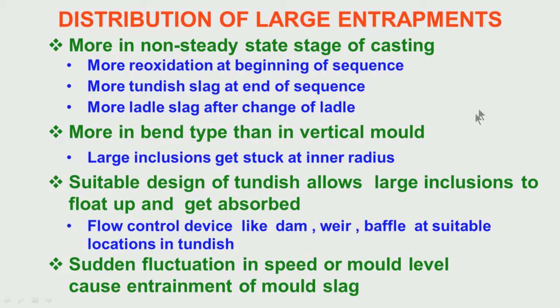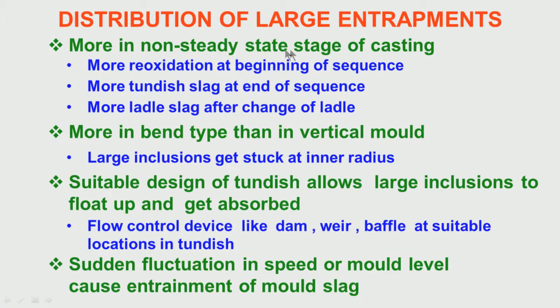Then in a bend type mold, there is a possibility of more inclusions than in a vertical mold. I have mentioned it earlier, when you have a vertical mold, the inclusions in the mold, when they are floating up, will go to the top and get absorbed by the slag. But when you have a bend type of mold, there is a possibility that some amount of inclusions will get stuck at the inner radius portion, and the inner radius area will be relatively less clean. So, some amount of exogenous entrapment will be there. So, we have to be careful.